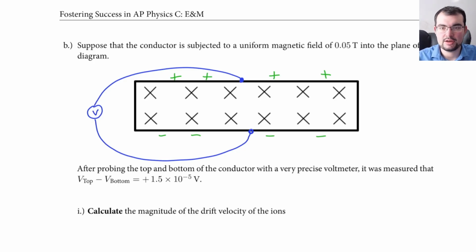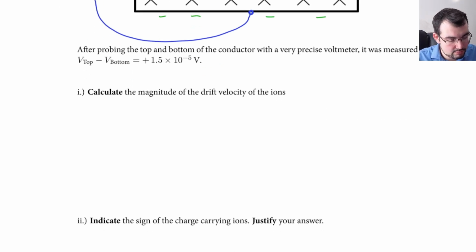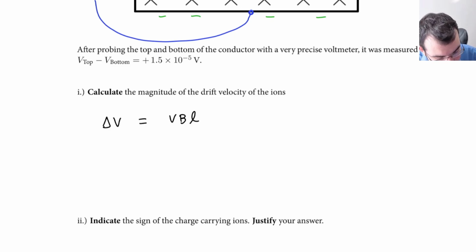So this is actually enough info to figure out what charge is being carried. First we just want to calculate the drift velocity. This is easy. We actually derived this last time. We'll redo it because it's very straightforward. We said delta V from the Hall effect is vBL. So the drift velocity is just delta V over BL.